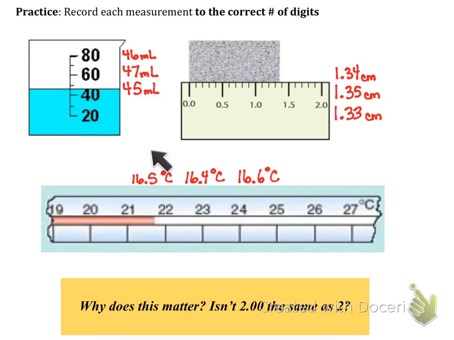I wrote 16 here. That was a mistake. This should be 21. Should be 21.5. That would be fine. 21.4 and 21.6. Any one of these would be okay. Pretend like I put a 21 there.